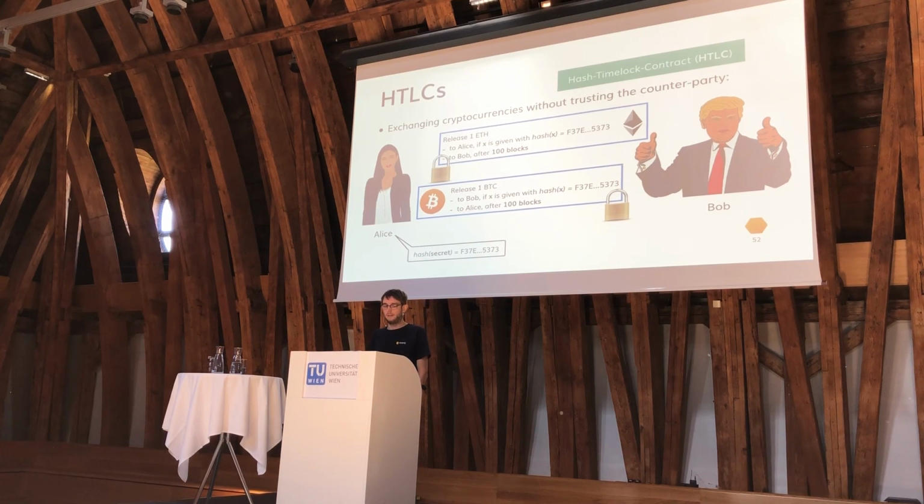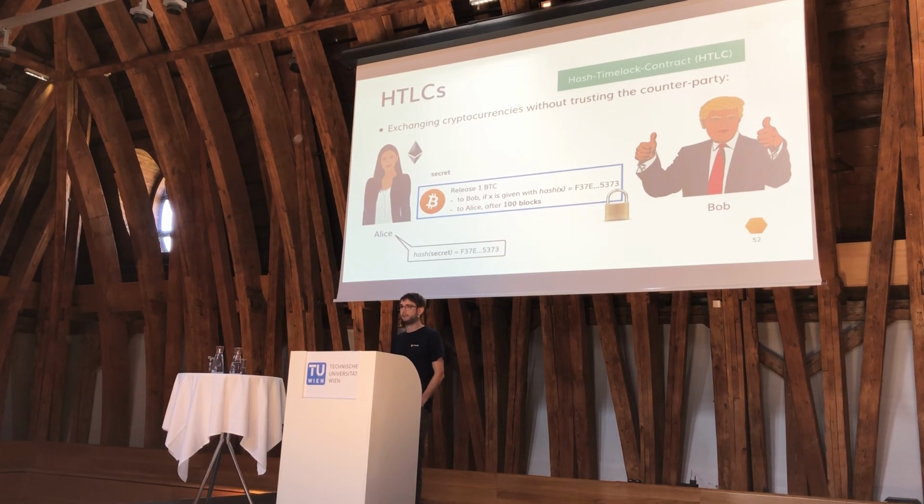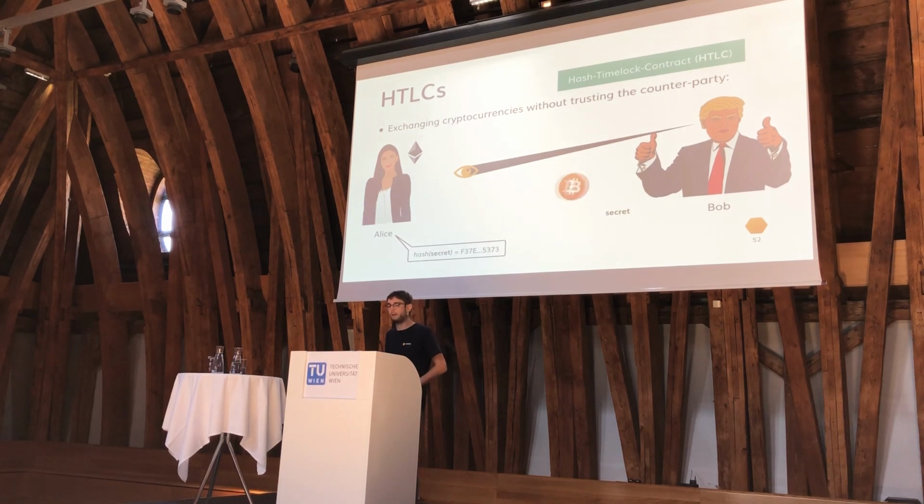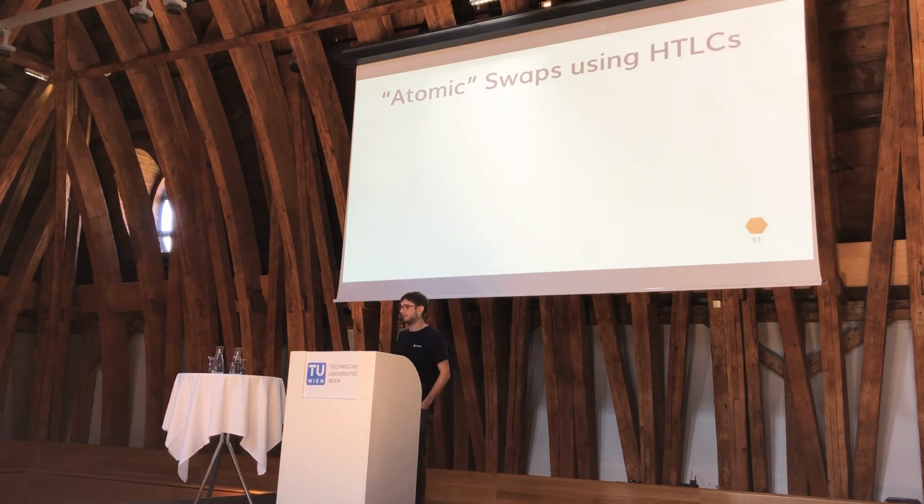So now only Alice knows the secret value, but Alice can go to the Ethereum blockchain and post the secret value there, and that will release the funds, and the Ethereum will go over to Alice. But since everything is public on this blockchain, Bob on the other side can also look into the blockchain and extract the secret value and use it to claim his Bitcoin on the Bitcoin blockchain. And that's what is called an atomic swap using HTLCs.